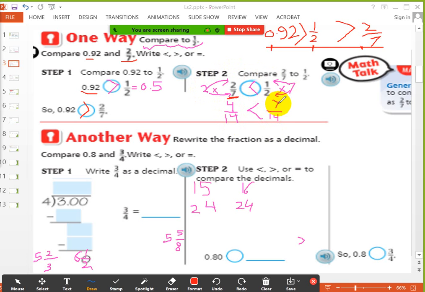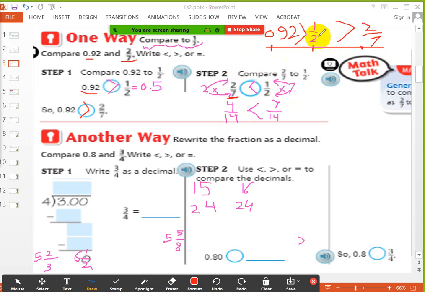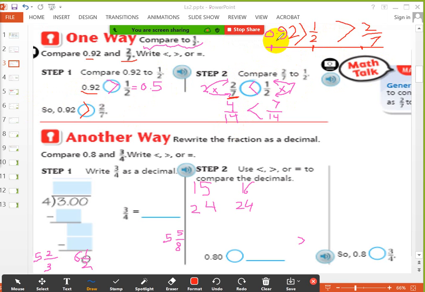Now I will compare between the numerators. So I found here 1 over 2 is greater than 2 over 7. Now, from the ordering here, you know that 0.92 is greater than 1 over 2, and 2 over 7 is less than 1 over 2.